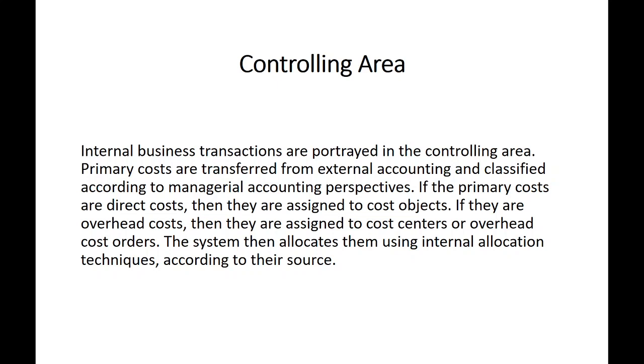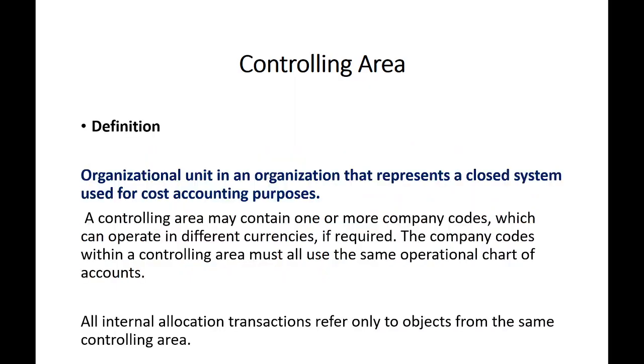Now this was the basics of how the costing is being done, and as it's written as well, the system then allocates them using the internal allocation techniques. So there are multiple techniques such as ABC costing, target costing techniques, or standard costing techniques. It totally depends upon the nature of the expense and what policy your company is following for that. So this was a brief about the controlling area.